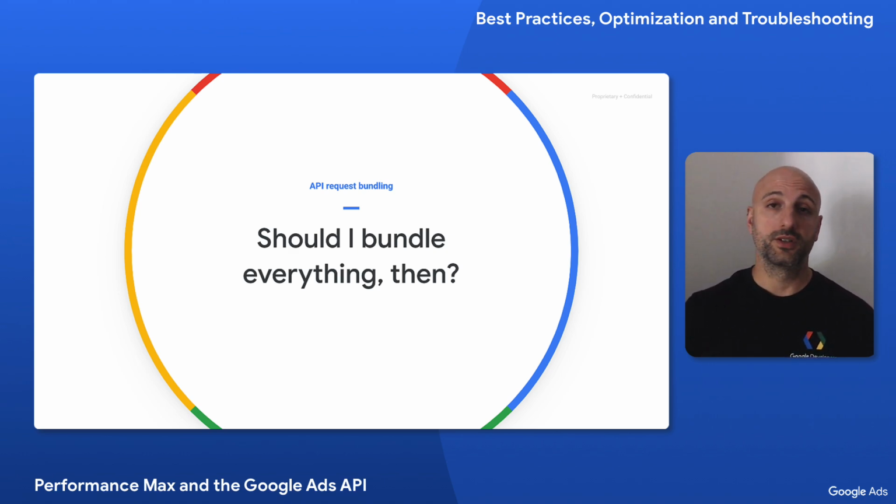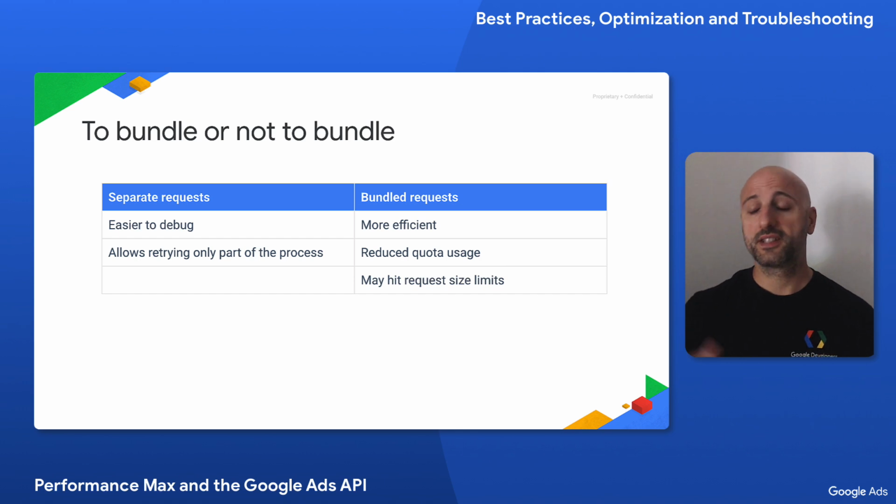There are advantages both in bundling requests and in sending them all separately. Sending each request separately where possible, in fact, allows for easier debugging and, in case of failures or errors, it lets you retry only the single requests that failed. Now, you might be thinking that you can still do this with bundled requests by enabling partial failure. But since asset group operations must be atomic, they don't support partial failure.